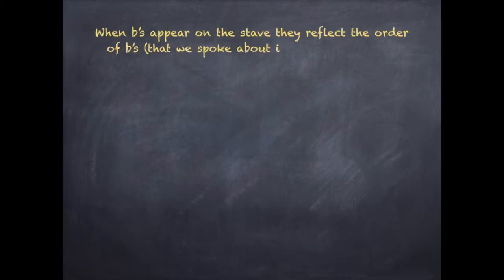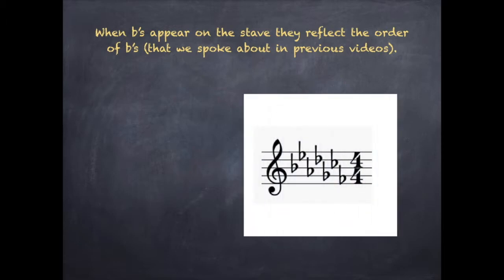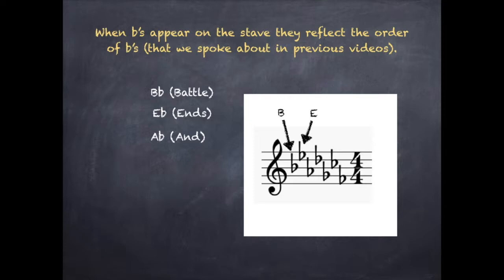When flats appear on the stave, they reflect the order of flats that we have spoken about in previous videos. Here are all 7 flats. So the first flat is B flat, or battle, and it appears first. The second flat, E flat, or ends, appears second. The third flat, A flat, or and, appears third.